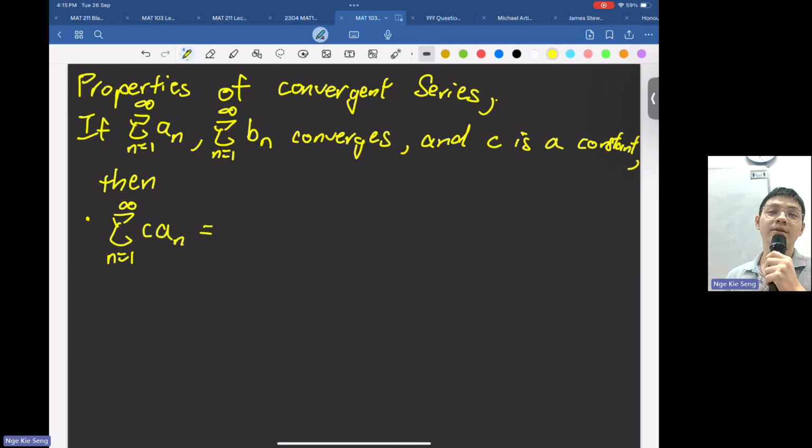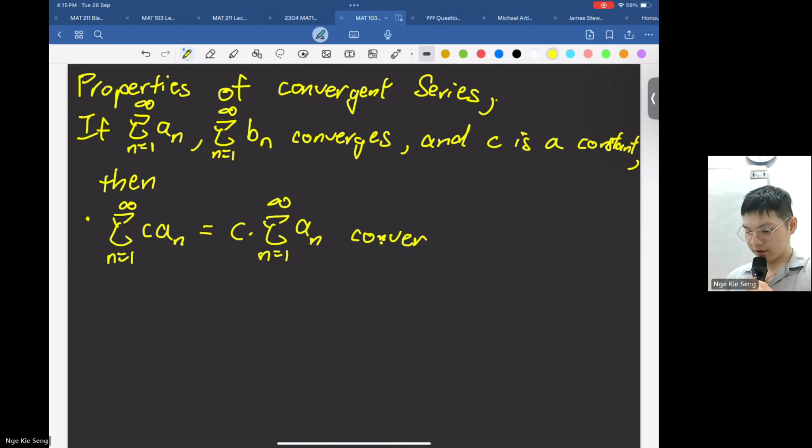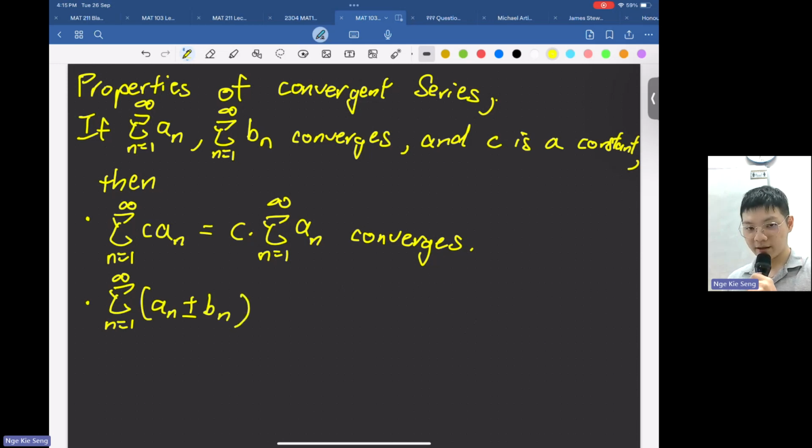What is this sum supposed to be? c times the infinite sum. This is the right guess, but it only works when the series of a_n converges. If it doesn't converge, we don't know. And then what else can we do? We can also take the sum or difference of individual terms between a_n and b_n, and then you can just split the sum up.